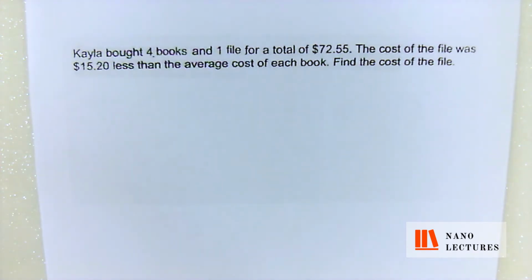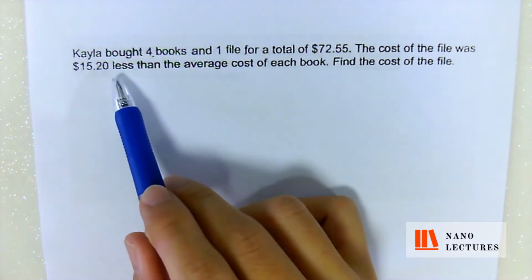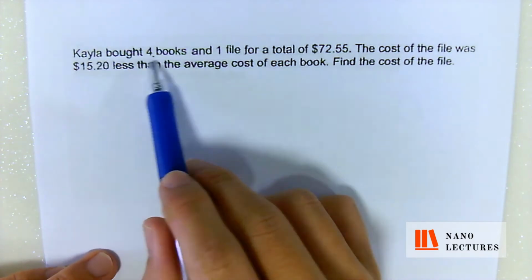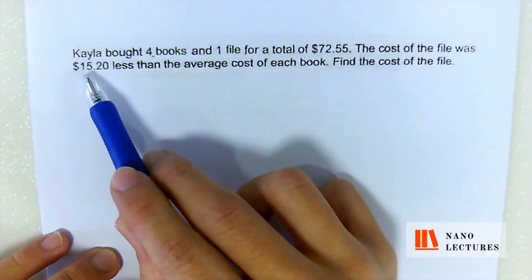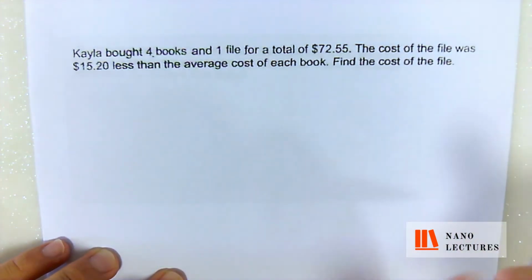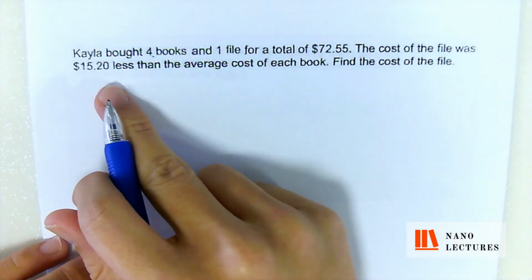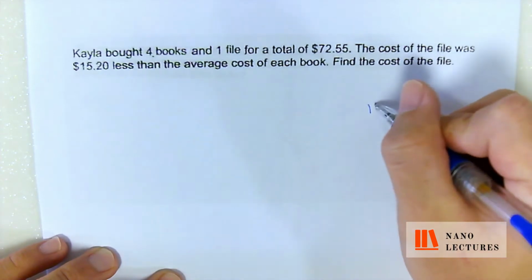This question is half whole number, half average. Now they say that Kayla bought 4 books and 1 file for a total of this much. They said the cost of the file was 15.20 less than the average cost of each book. Okay, so if it's 15.20 less than the cost of each book, just go and draw the model.